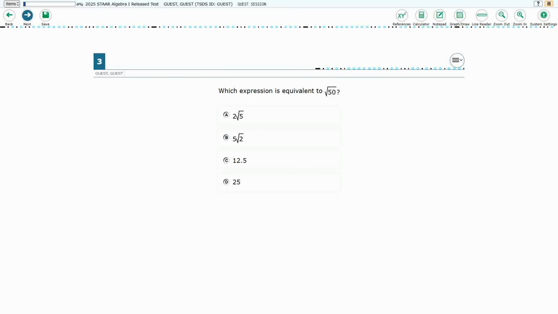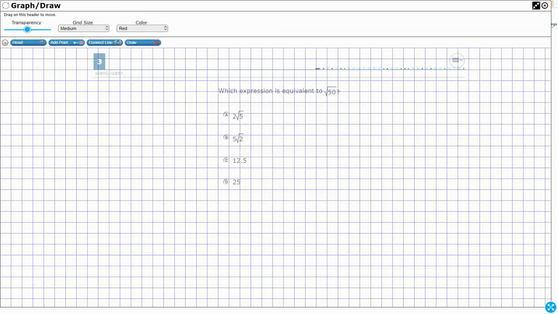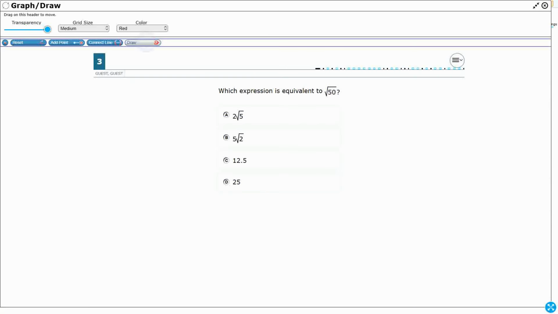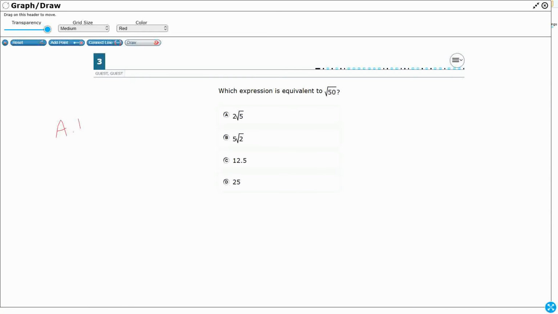For number 3, we are simplifying square roots. So this is A.11a, and this is definitely going to be on the easier side. We just need to find an expression that's equivalent to the square root of 50. What we need to think of is almost as if you're factoring that 50, right?